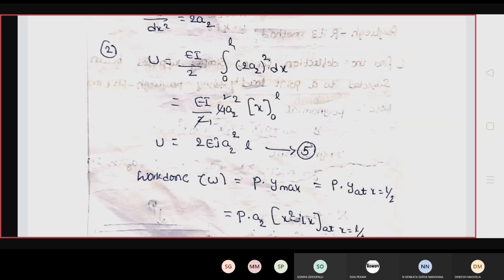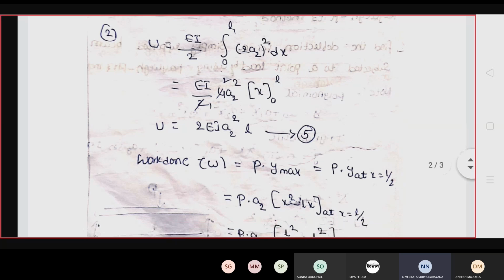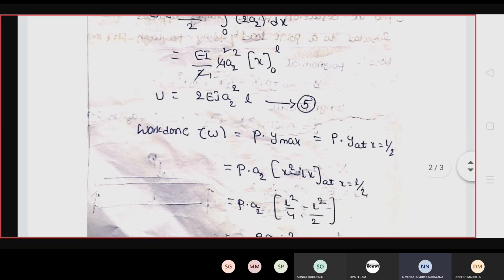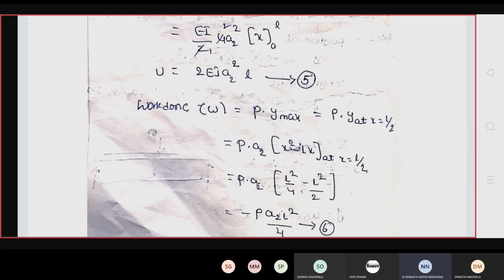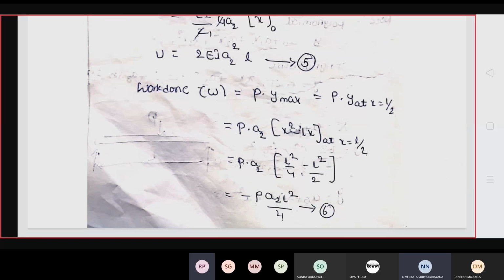Next, with this equation, the U value is found. After that, we'll find the work done. We know that pi equals U plus or minus W. The U value is found, so next we need to find the work done. Work done for all beams.